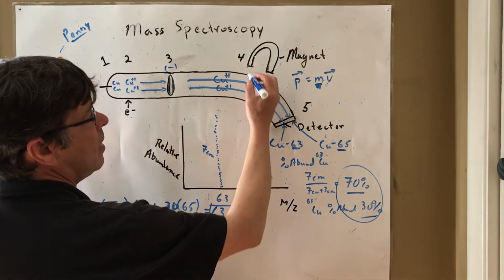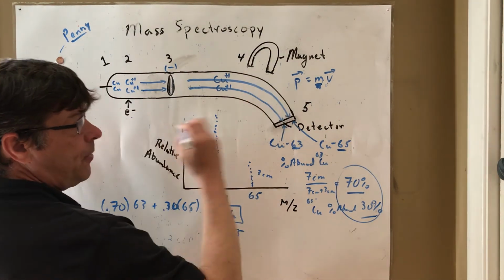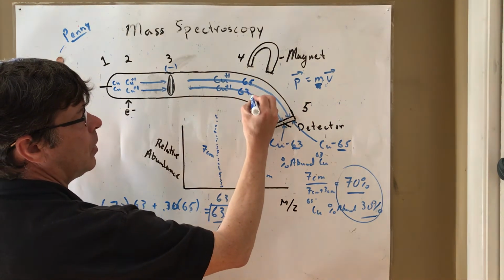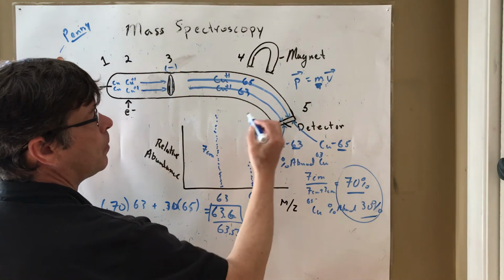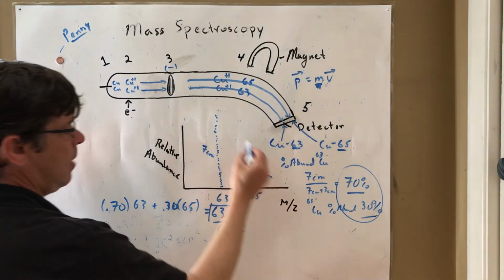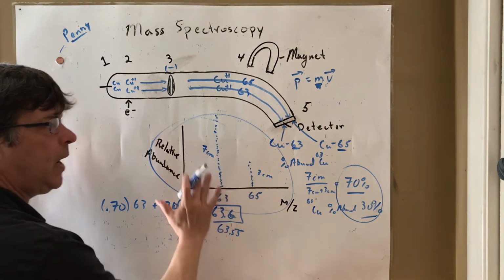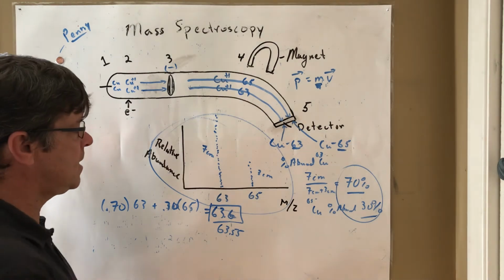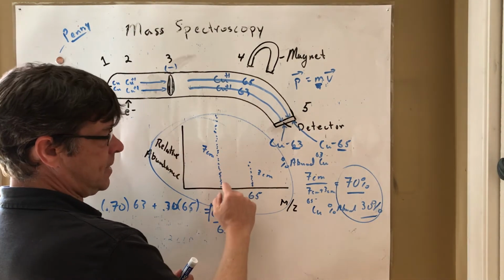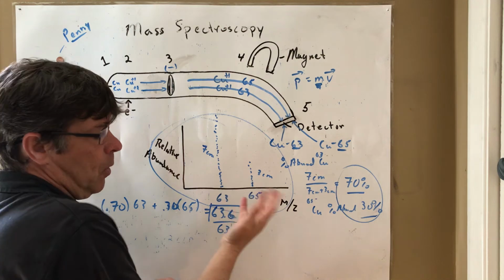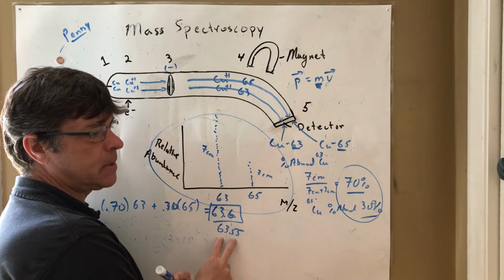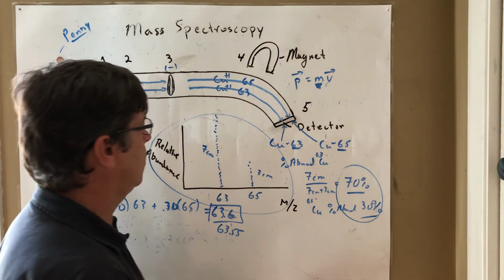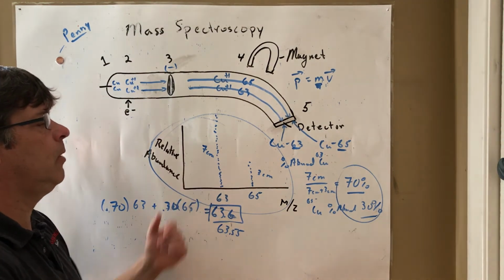So the one that gets deflected the less is the heavier. In this case, it's the 65, and the 63 gets deflected a little bit more. Okay? Detector's here, and then this is the readout from the detector. In this case, you can see that there's a lot more 63 that hits the detector than the 65, showing it's more abundant. That's why the atomic mass is closer to 63. I think that's all we're going to do for that.